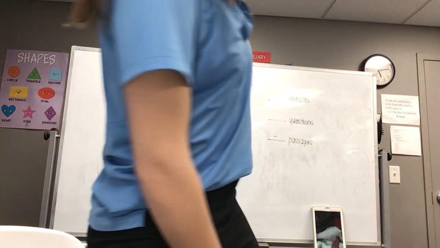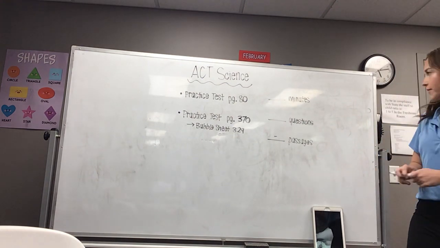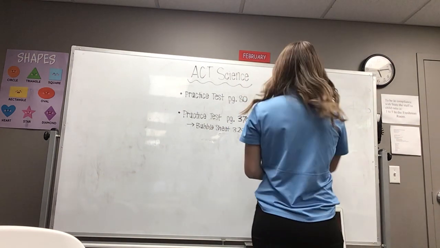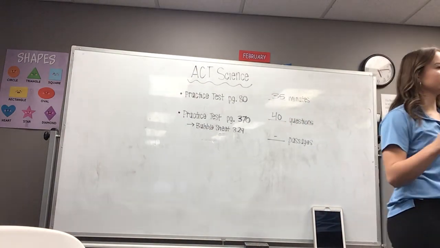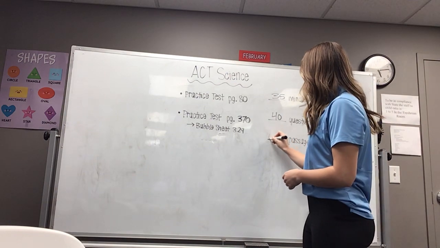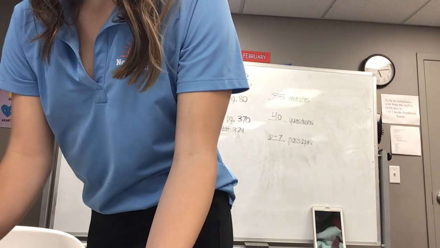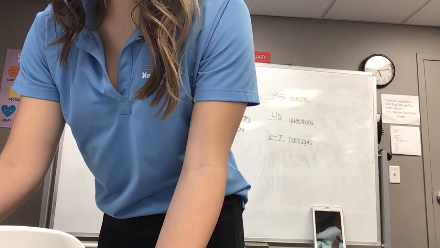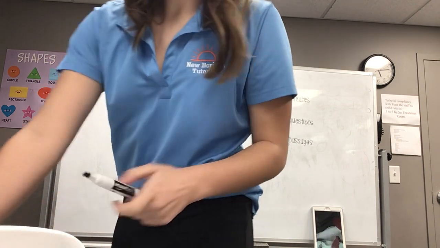Okay, so while you're doing that, how many minutes do you have to do the science test? Yep, 45 minutes, and how many questions are there? Yep, 40 questions. And there's not a set amount of passages, but it's normally between 6 and 7. Yep, so it's either going to be 6 or 7 passages. I didn't look at how many this one has. Okay, the one you're taking only has 6, so that's nice. But that does mean there's going to be more questions per passage.